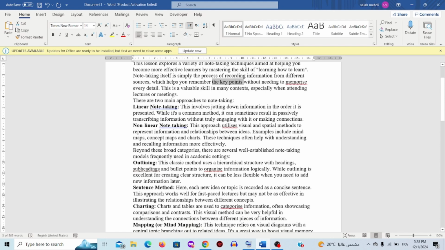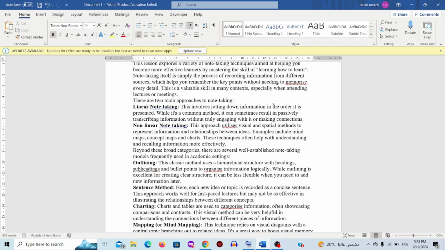So there are two main approaches to note-taking. The first one is linear note-taking. In Arabic, linear is al-khatti. This involves jotting down information in the order it is presented, بالترتيب التي قدمت فيه هذه المعلومات. So you are going to listen to the teacher and write the information in order.